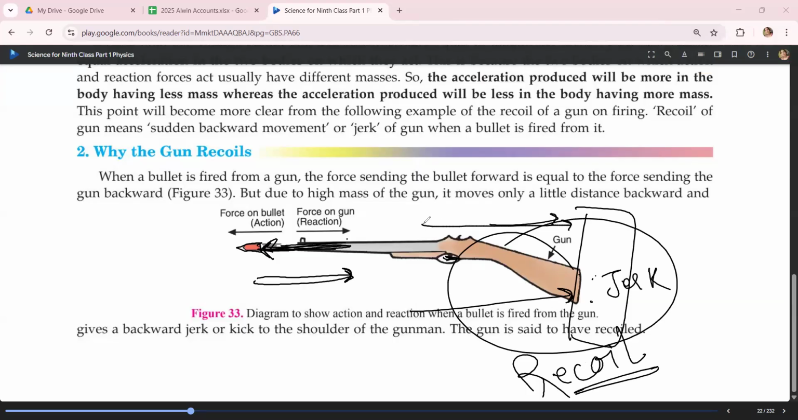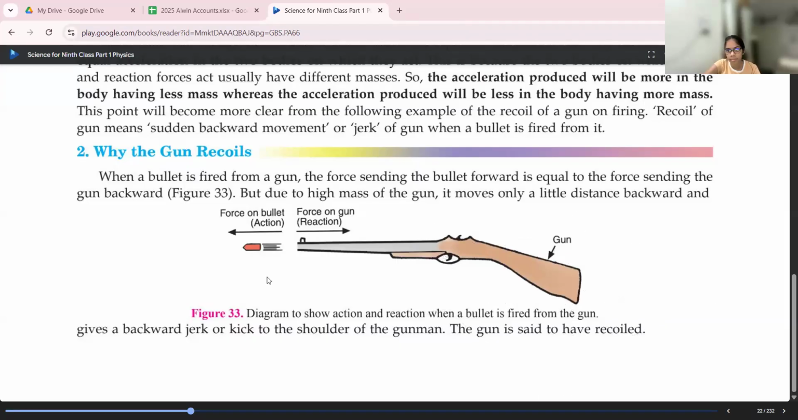This process of the gun pushing your shoulder backwards is called recoiling of the gun, and this recoiling gives you a jerk. Understood or not, bache? Ma'am, can we say that when the force is high, the acceleration is also more in this example?